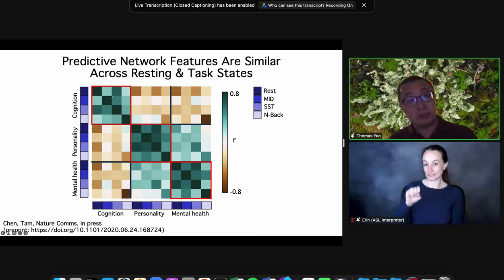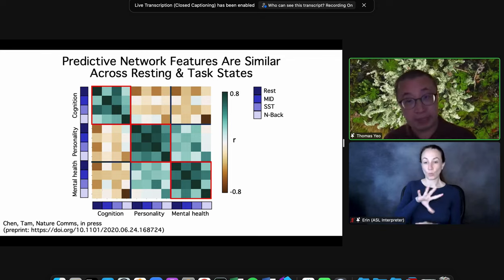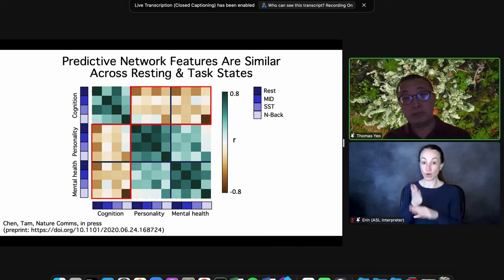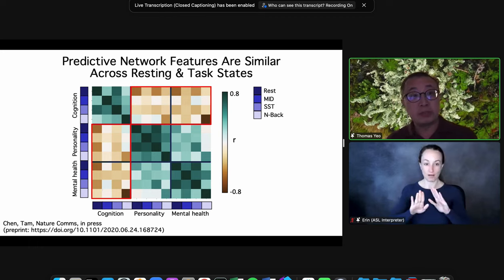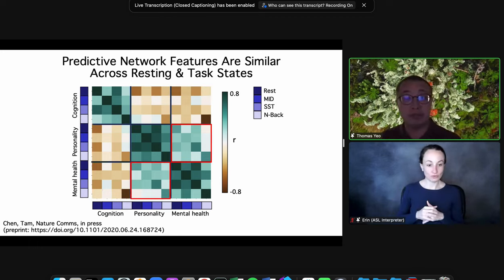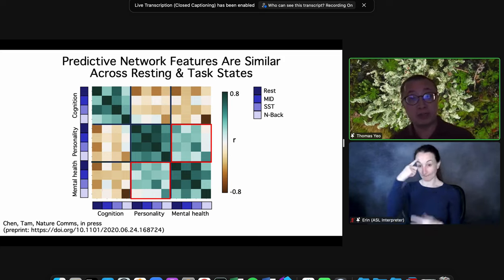We see that the diagonal blocks are mostly green. So this means that within each behavioral domain, the predictive neural features are similar across resting and task states. But the predictive neural features are not similar across behavioral domains. Although, if you look at personality and mental health, there is weak similarity in predictive neural features.